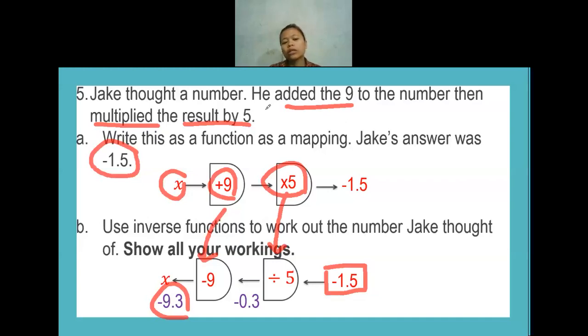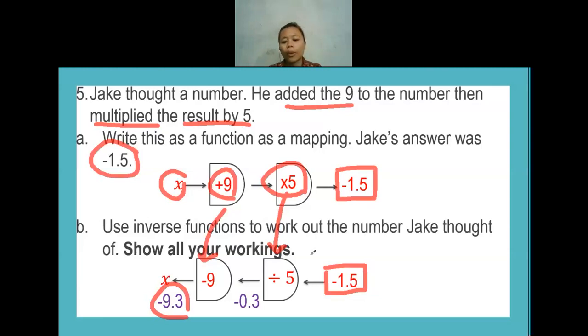So the first thing that Chick did is adding the number by 9, so the first rule will be add 9. And then the other thing that he did is multiply the result by 5. That's why after plus 9, the other rule is multiply by 5. After that, we write the answer. That's it. This is question A. We just have to write the rule and then the answer.